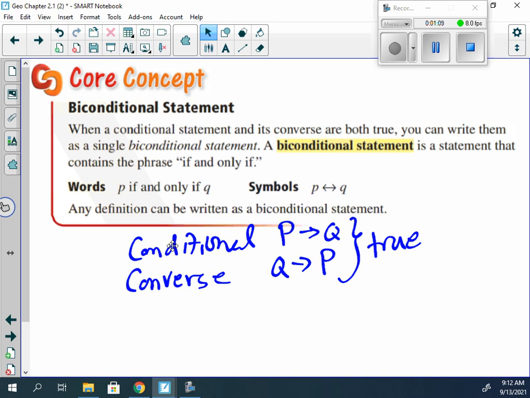Now, most of the statements that we had on Friday, really most of them worked one way or the other. Either the conditional statement was true or the converse was true. We didn't have too many statements where they were both true. But a biconditional statement will work both ways every single time.